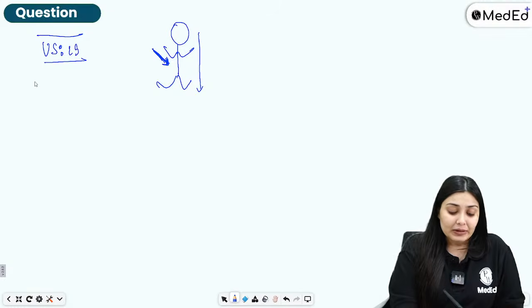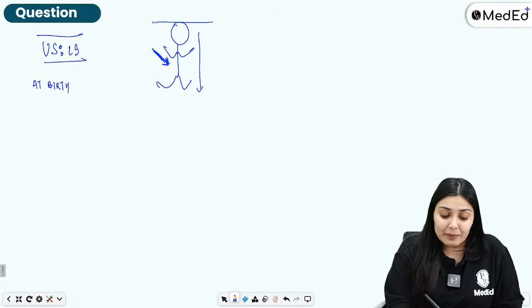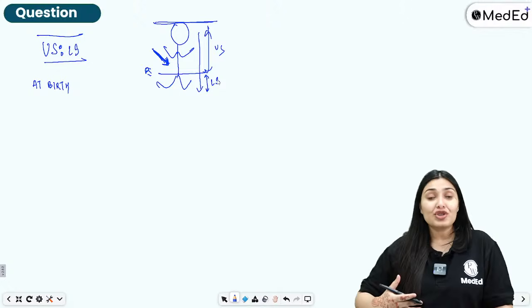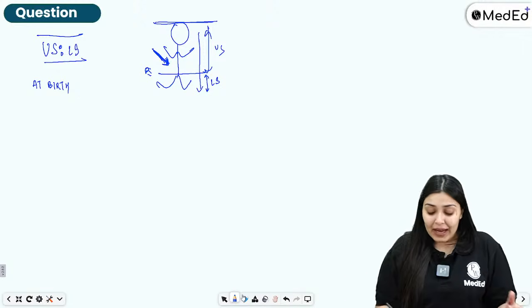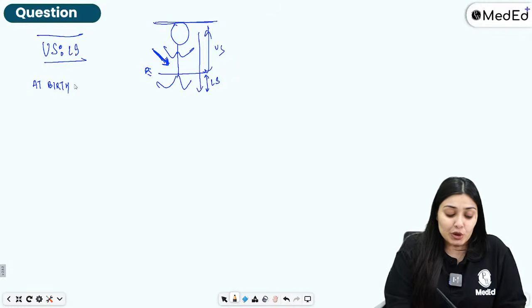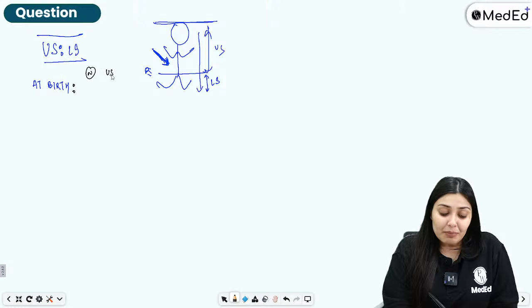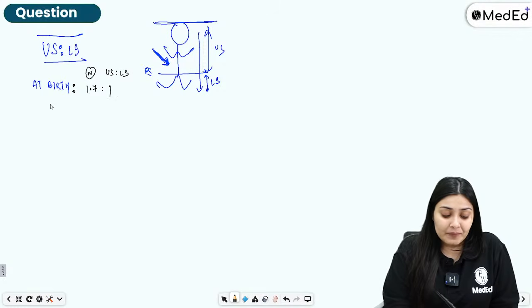So at birth, I know the head is going to be big, the lower segment is going to be short. So what is upper segment? Upper segment is from the top of the head till the pubic symphysis, and subtracting that from the height of the child gives the lower segment. So at birth, definitely the upper segment is bigger as compared to my lower segment. So at birth, what is the normal upper segment lower segment ratio? The normal ratio at birth is 1.7:1.